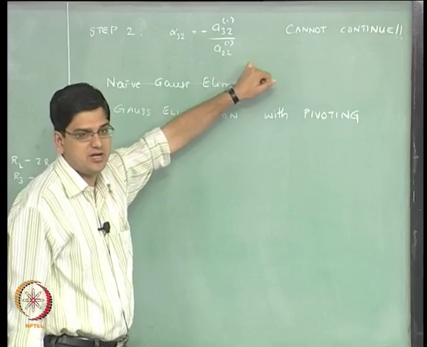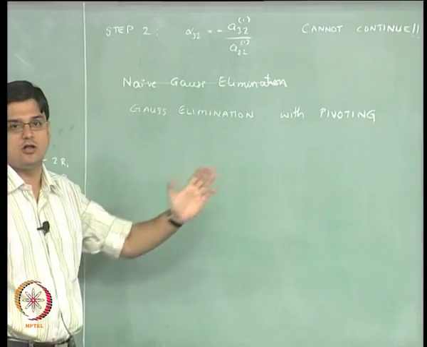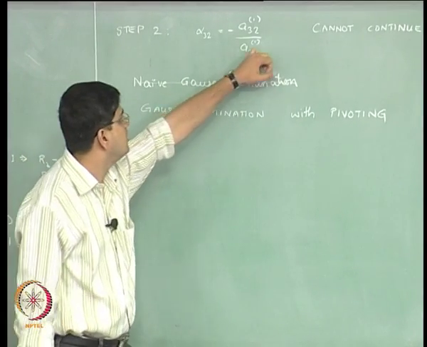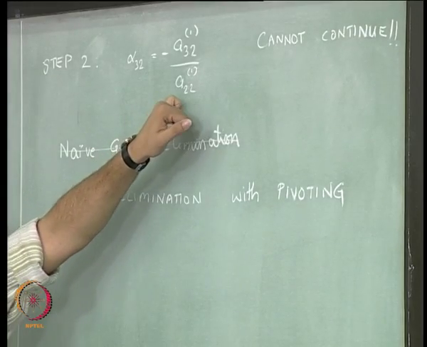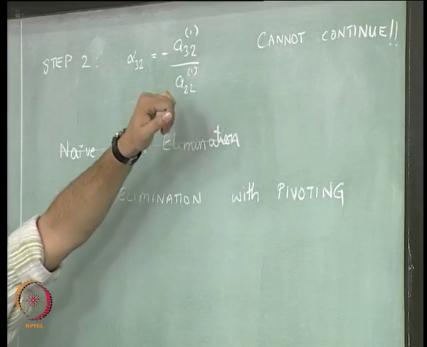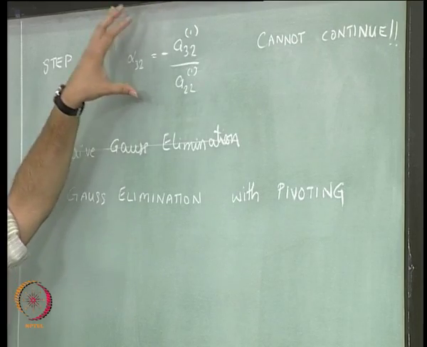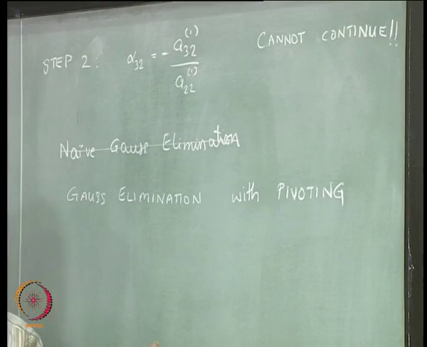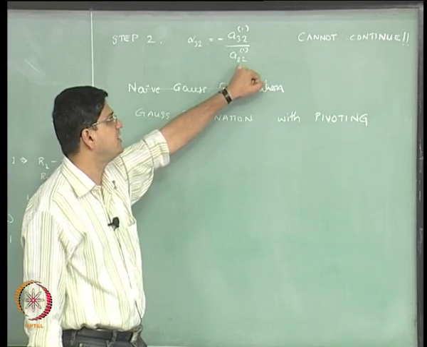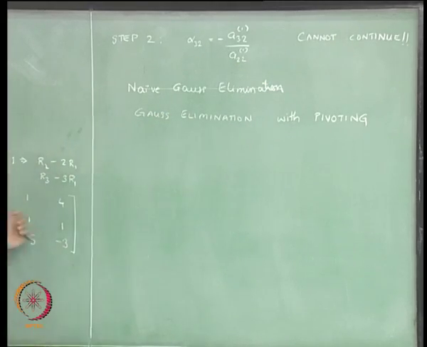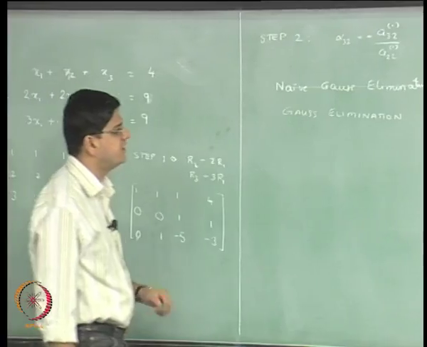This is the element that is going to divide the entire row operations. This is the dividend in case of finding these coefficients alpha 32, alpha 42, alpha 52 and so on and so forth. So in step 2 the pivot element is A22, in step 1 the pivot element is A11, and so on and so forth.